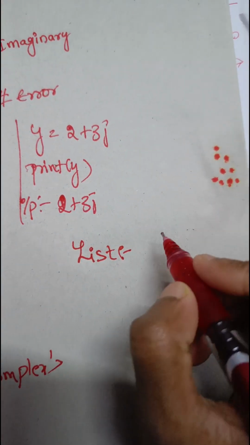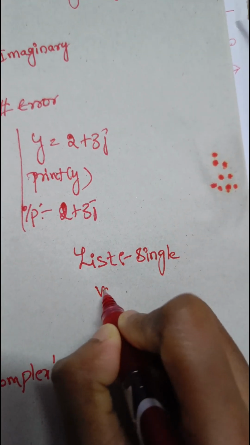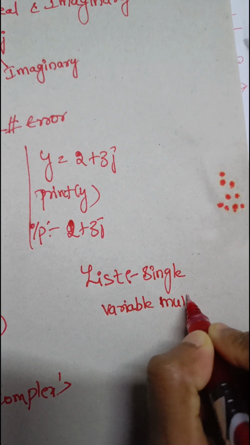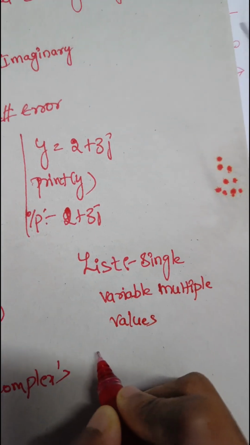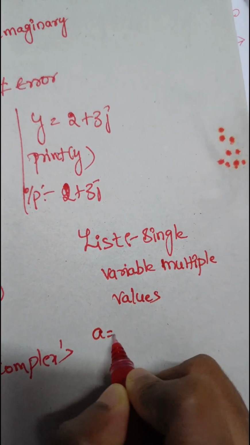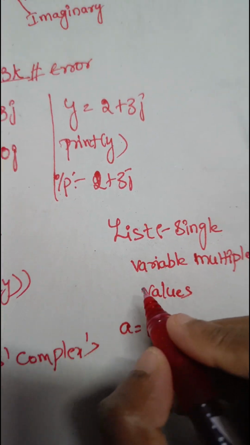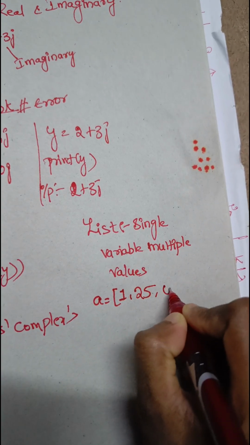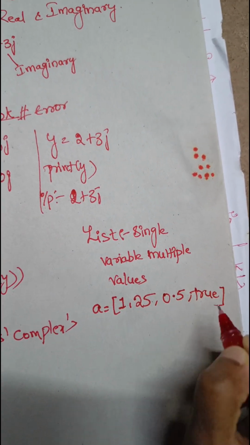So a list is a data type which consists of a single variable with multiple values. Single variable, multiple values, okay. So now see here, a is equal to square bracket. Whenever you are representing a list, it is always denoted with square brackets. 1 comma 25 comma 0.5 comma true.